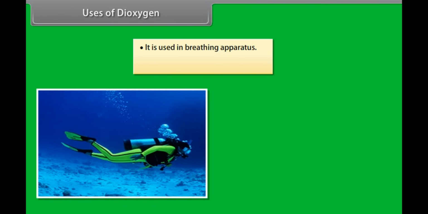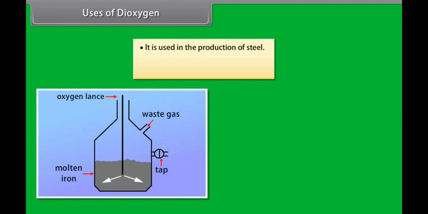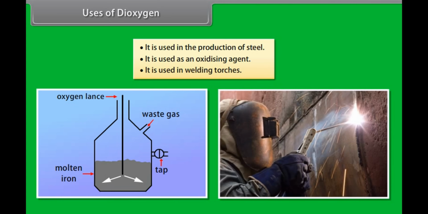Uses of dioxygen. It is used in breathing apparatus. Oxygen cylinders are widely used in hospitals, high-altitude flying, and in mountaineering. It is used in burning of fuels. It is used in production of steel. It is used as an oxidizing agent. It is used in welding torches.